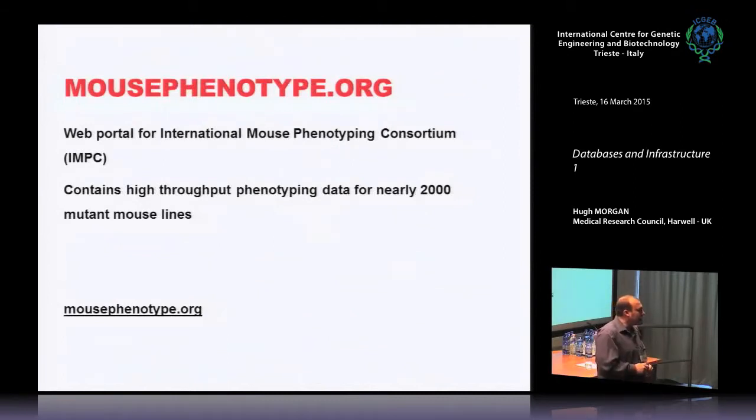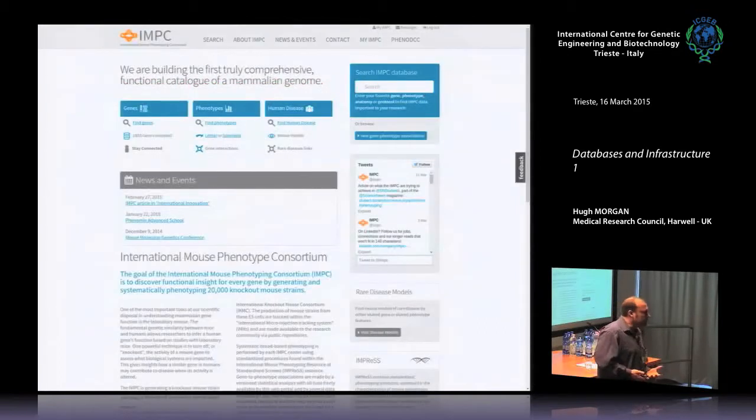It's available at this URL, mousephenotype.org. This is the homepage. There is a certain amount of information here, but again, it's largely designed to be search-driven. So the idea is you should be able to enter a search term that you're interested in, and it should drive you to the relevant data.